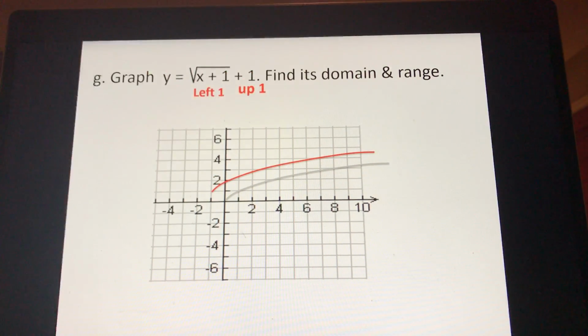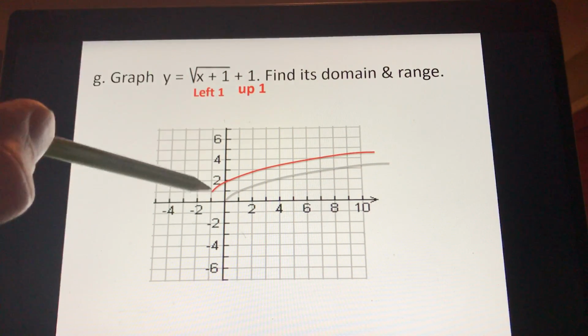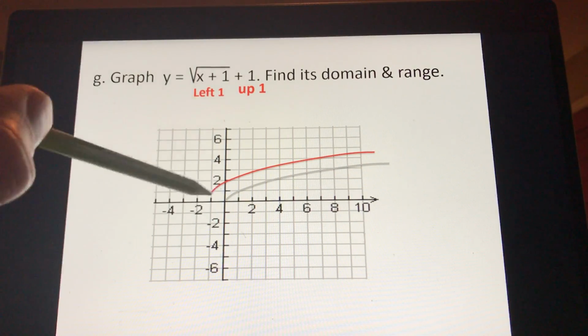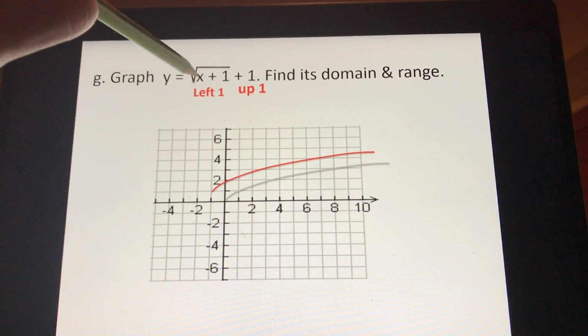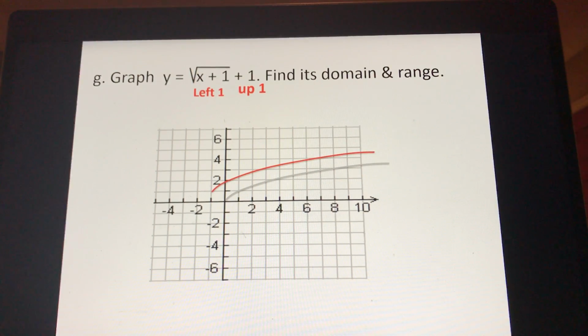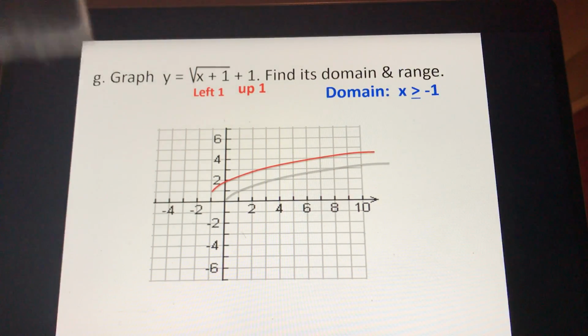Again, domain is x values. You can see the x values, they can't go over here at all to the left of -1. Because if you put in a -2 or -3 or -4 or -5, you get a negative radicand. You can't do that. So the domain would have to be numbers that are bigger than or equal to -1.